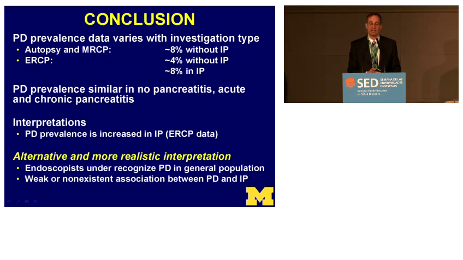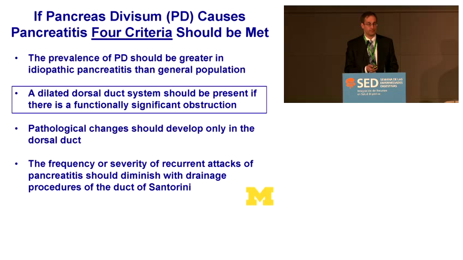Now, one interpretation of this data is that pancreas divisum prevalence is increased in idiopathic pancreatitis. This is the ERCP data. An alternate and more realistic interpretation is that endoscopists underrecognize pancreas divisum in the general population, and that there is a weak or non-existent association between pancreas divisum and idiopathic pancreatitis.